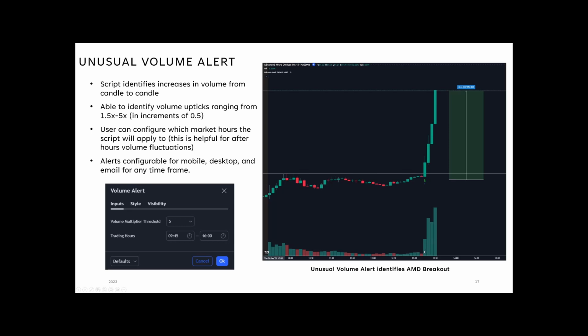Here you can see from this candle to the next candle was over a 5x increase. The volume here was insane. So you get that arrow, you get an alert sent to your phone or to your desktop, and you know, hey, there's an insane amount of volume. So now you're thinking, okay, let me go check out the chart and see what's happening.